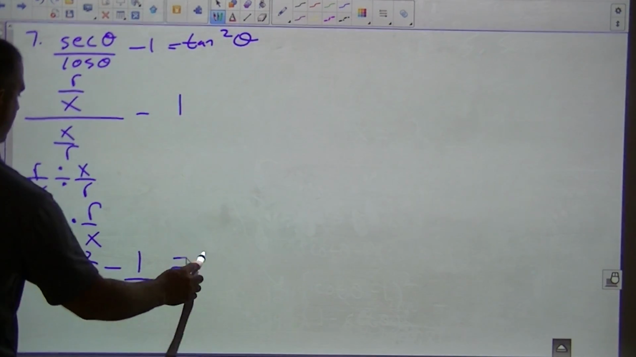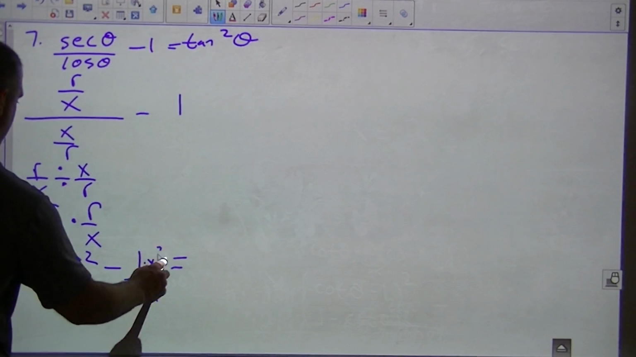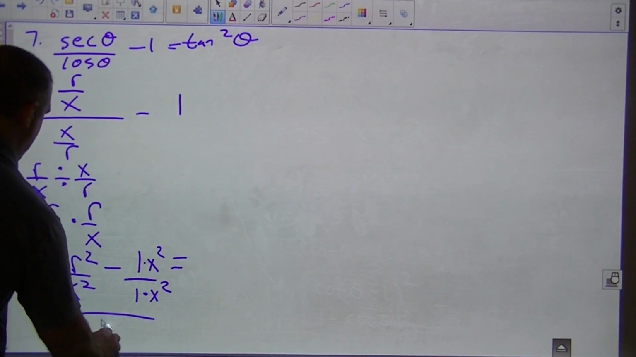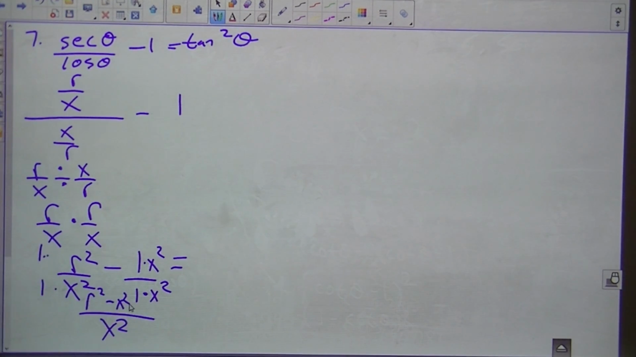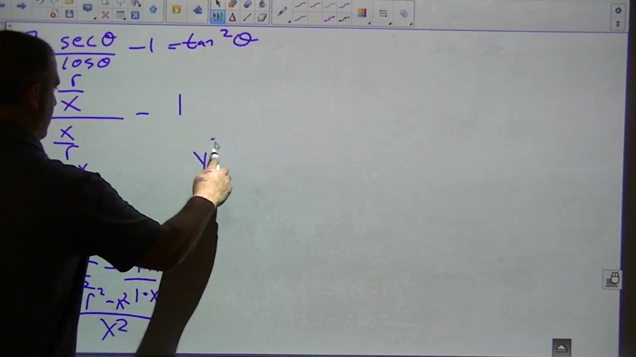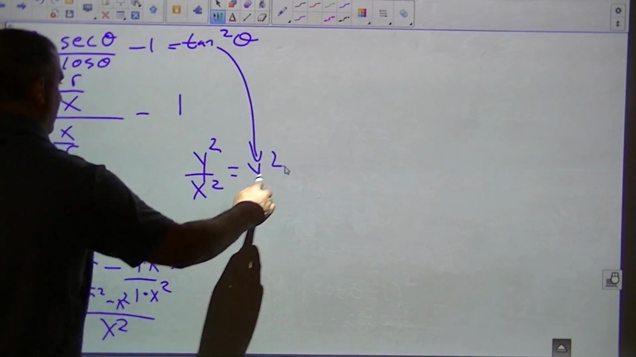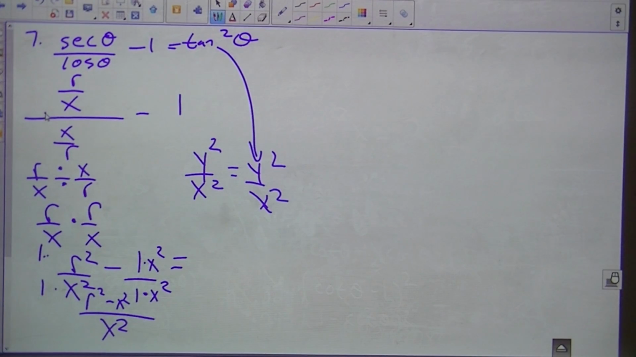So what I'm going to need is a common denominator. This side's missing an x squared, this side's missing an x squared, this side's missing a 1. So what I got is a common denominator of x squared. I got r squared minus x squared. Now, that would give me y squared, so y squared over x squared. If you look at what tangent squared is, it's y squared over x squared. So you're good. What you had to do is the division here, then do a common denominator.